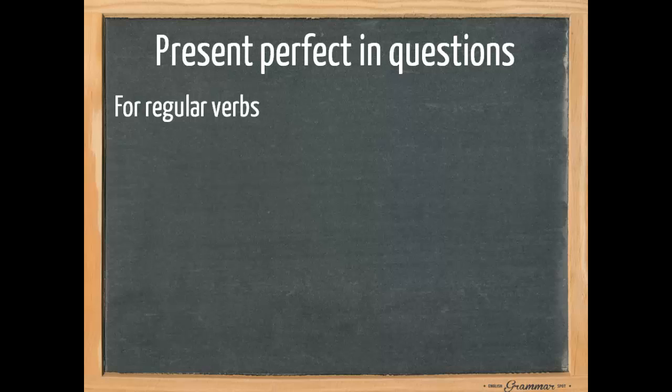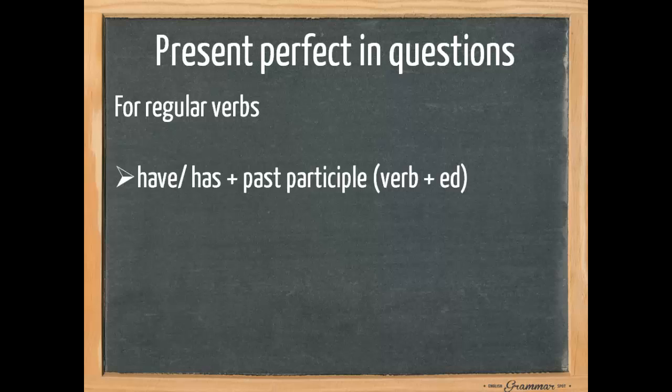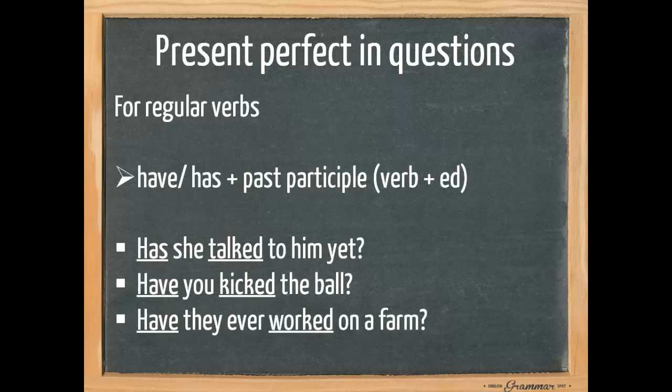Now let's have a look at the present perfect in questions. First, for the regular verbs. Again, we use the auxiliary verb to have and the past participle. Has she talked to him yet? Have you kicked the ball? Have they ever worked on a farm?